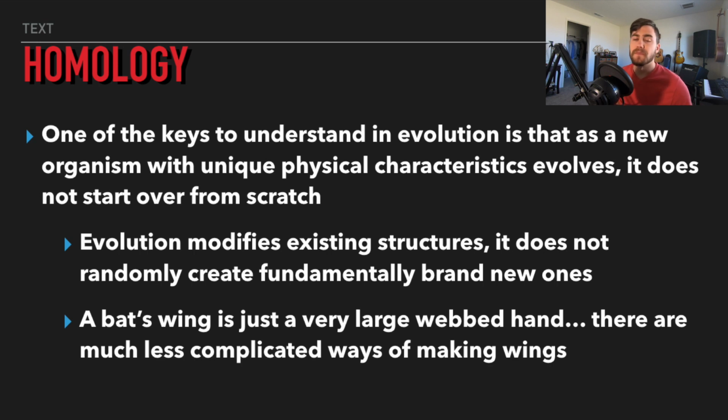So as an example, a bat's wing is just a very large webbed hand, right? There are much less complicated ways of making a wing, but bats came from animals that lived in trees. You can go to PBS Eons and watch a video on bat evolution that they did. So they weren't just going to sprout wings out of their backs, or something like that. And their wings are really complicated. It's all these bones and everything. But that was the only way they were ever going to adapt that, by modifying an existing structure.